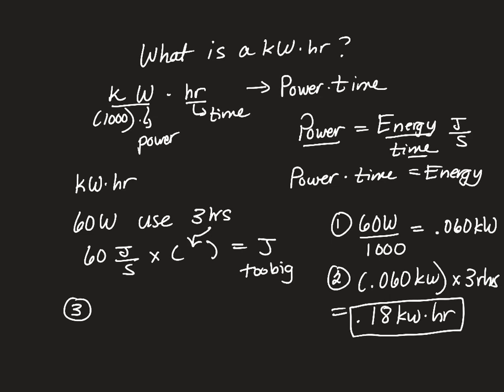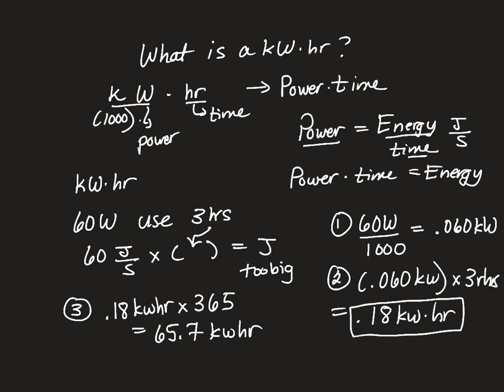Well, how many days are in a year? That would be 365. So if I take that 0.18 kilowatt hours and I multiply it by 365, I get 65.7 kilowatt hours, which is a much bigger number. And you say, okay, well, that's well and good. What do I do with that?